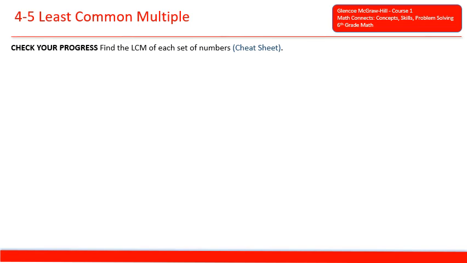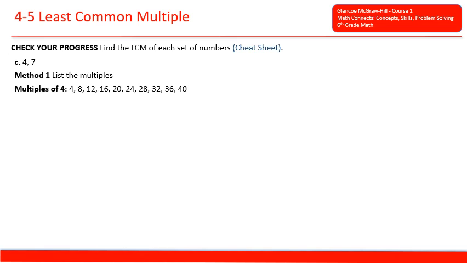Check your progress. Find the LCM, or least common multiple, of each set of numbers. 4 and 7. So method 1 will list the multiples. Multiples of 4 are 4, 8, 12, 16, 20, 24, 28, 32, 36, and 40. And multiples of 7 are 7, 14, 21, 28, and 35. And if we look for the lowest common multiple, it's 28.